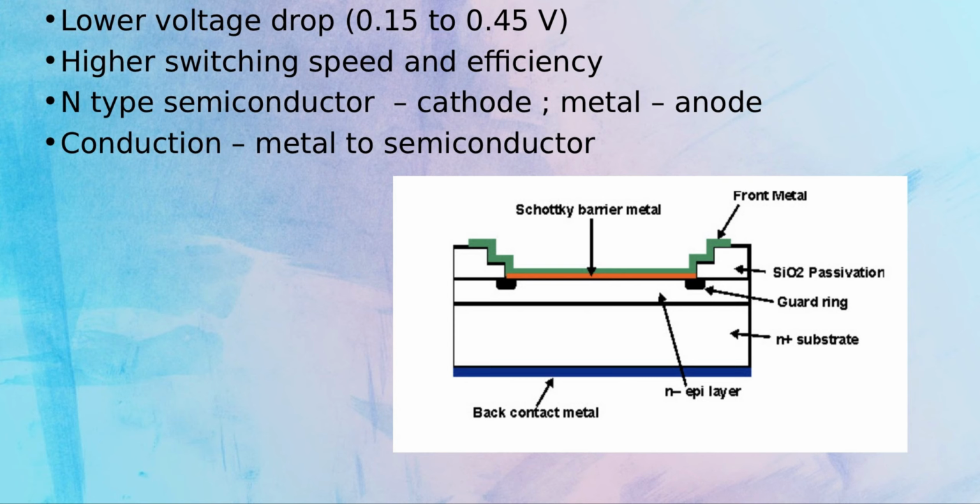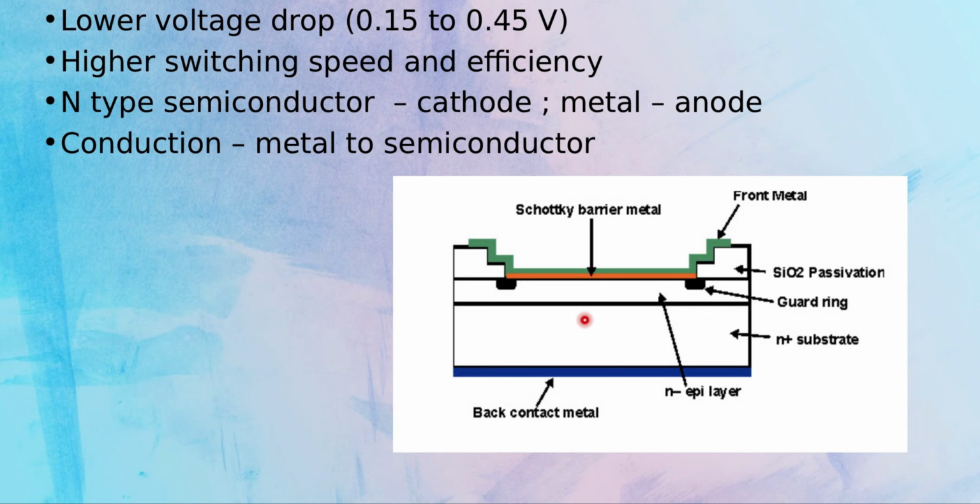Now the Schottky diode works at a lower voltage drop, about 0.15 to 0.45 volts. It has a higher switching speed and efficiency because it's a combination of metal and a semiconductor. Here, the N-type semiconductor acts as the cathode, while the metal acts as the anode instead of a P-type semiconductor. The conduction is from the metal to the semiconductor.